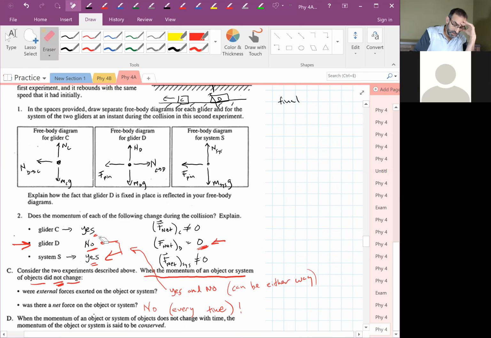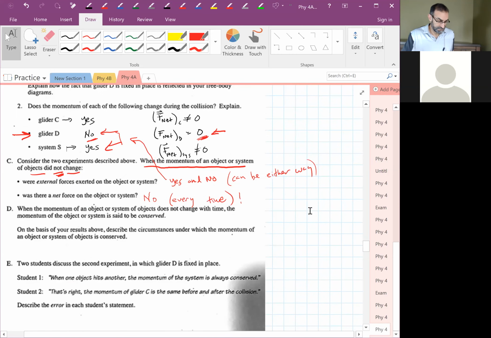So I just went through and looked at all the cases where I had no change. Every time I had a no here, no change, there was a zero force. That's what I meant by this. It's a little wordy, I know.